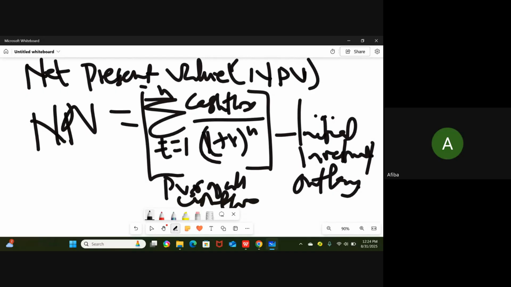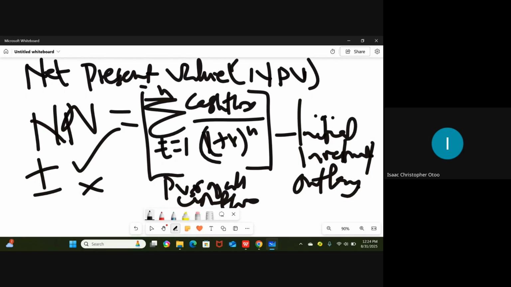Yes, sir. Okay. So that's the formula for the NPV. You discount all the internally generated funds, the expected benefits, then you subtract the investment cost. So if you get a positive, then accept it. If you get a negative, reject.